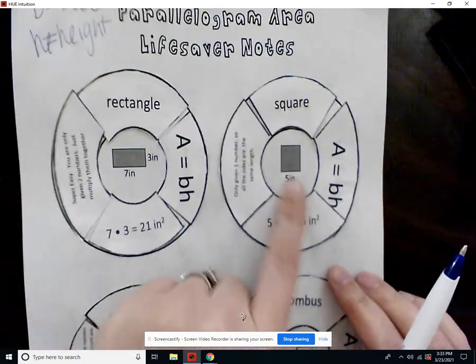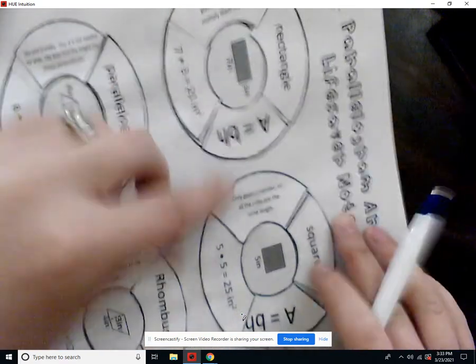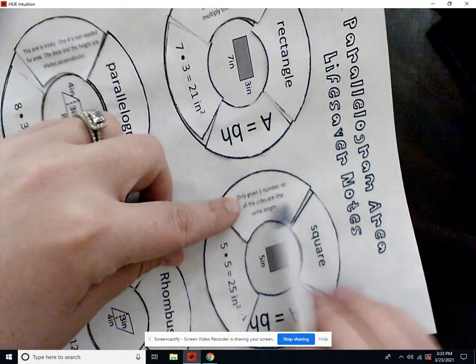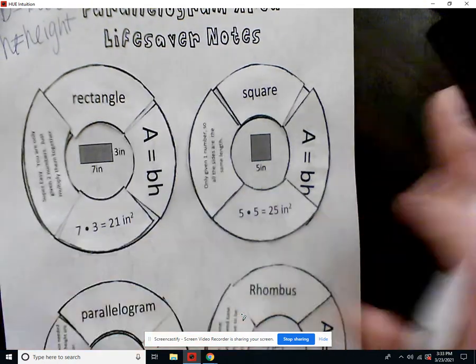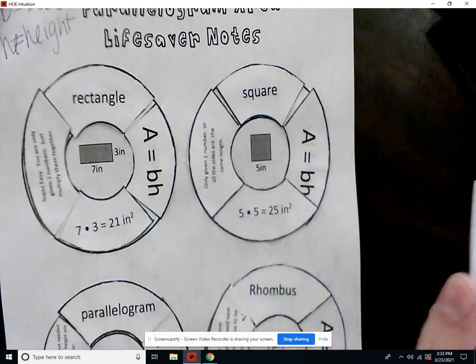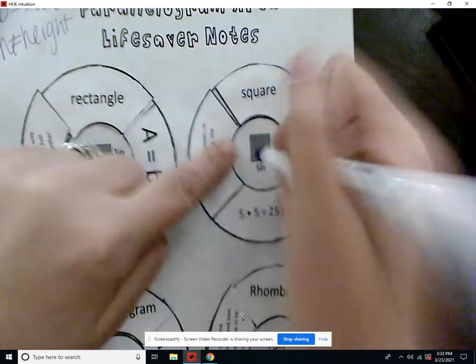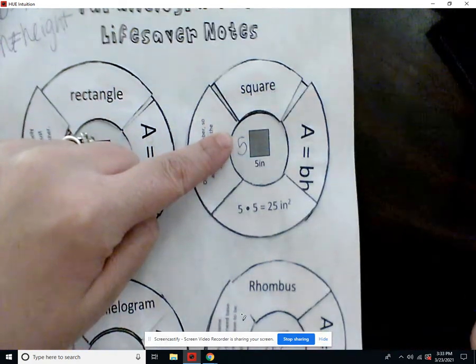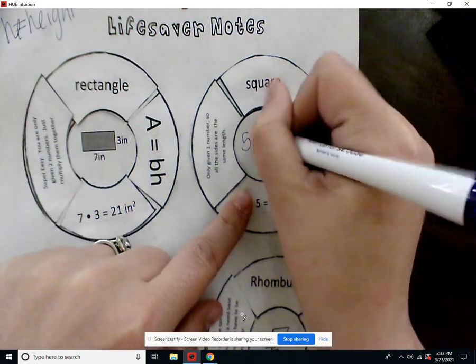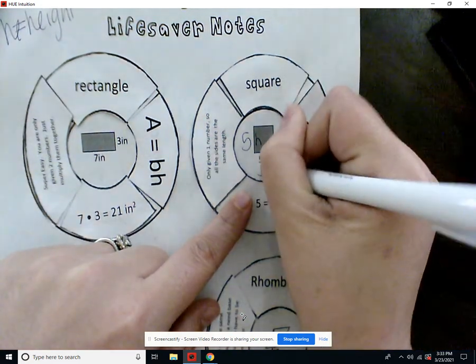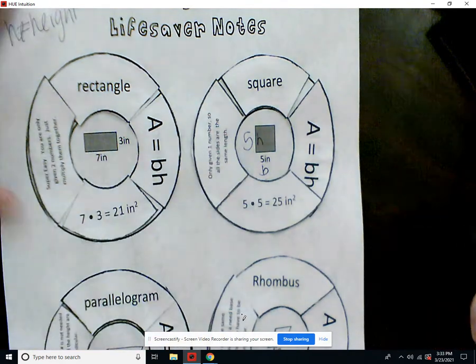Okay, and then this one's a square. So for a square, you're only given one number, so all the sides are the same length. A lot of people think, oh, it's just going to be 5, or 5 times 2. But if this side's 5, the other side's 5 as well. So again, base times height, 5's your base. Your height is 5. 5 times 5 is 25.